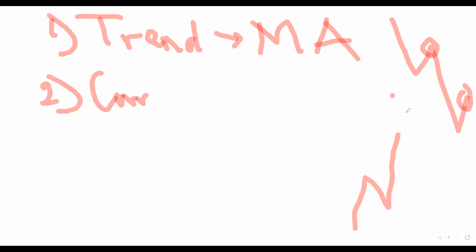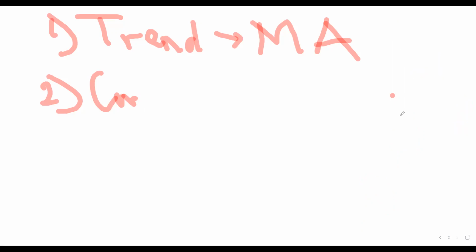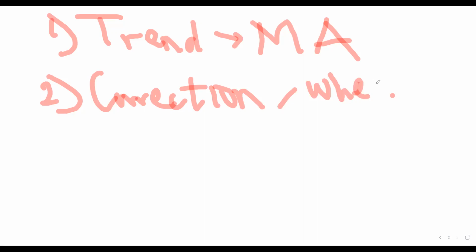So that's the model, that's the foundation. That's why at the beginning I discussed this foundation with us, okay? The model. So we're waiting for correction. So once the correction starts, we now make use of our tools to help us to know where and when the correction is going to end. Where the correction is going to end. We're also going to make use of our moving average.